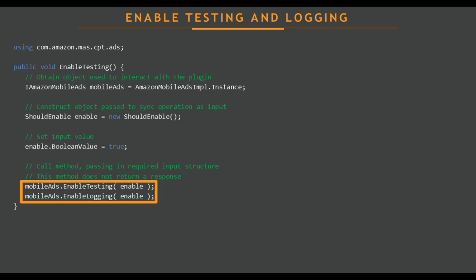Now, since we're good programmers and we have a healthy paranoia when it comes to testing, we're going to enable testing and logging for our calls to the Mobile Ads API. And this boils down to retrieving the interface object again, the Amazon Mobile Ads implementation instance, then setting the current state of its testing and logging members.